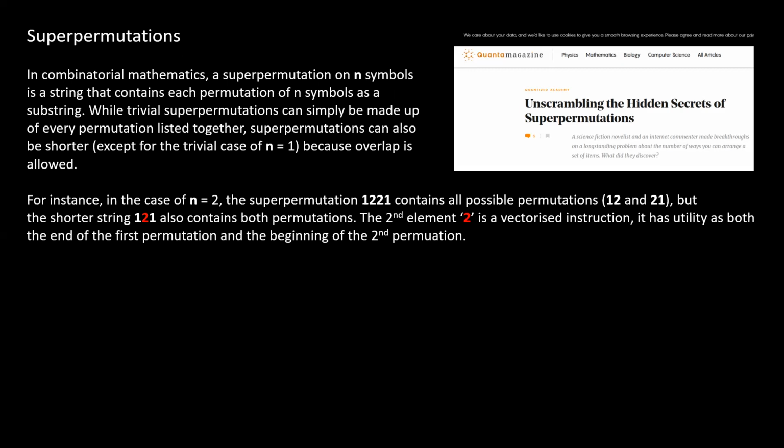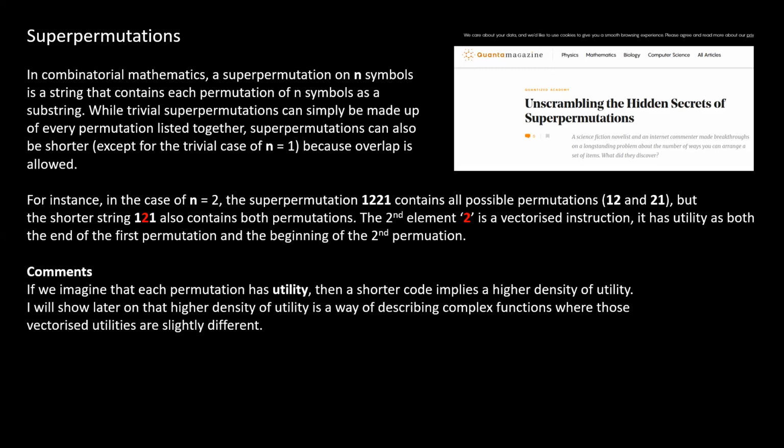And we can think of, in my terms, the second element, the 2, in that shorter string, as a vectorized instruction, because it has utility as both the end of the first permutation and the beginning of the second permutation. So if we imagine that these permutations have utility, then a shorter code implies a higher density of utility. And we can think of it as similar to the notion of information compression. But I'll show that this notion of productive codes is more useful than the notion of information compression for certain things, and the things we're talking about.